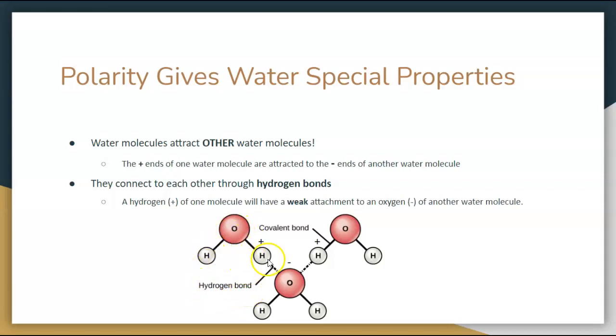So within one water molecule, it's a covalent bond, right? Covalent bond. But between multiple water molecules, that's a hydrogen bond. So 2 different bonds that you are going to need to know. Now, this hydrogen bond is actually pretty weak. It's easily broken, which is why you can walk through water or run your hand through water, because you're breaking that bond because it's a pretty weak attachment.